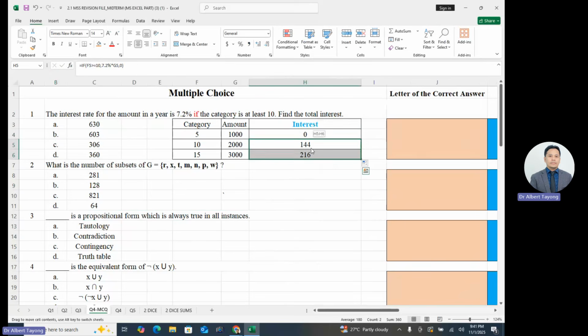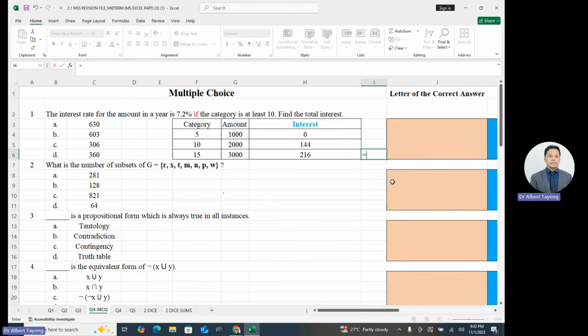So these are the values. As you can see here, 5 does not meet the condition because it's at least 10, so it's 0. 10 meets the condition, so there is an interest there, and 15 as well. So equals sum, because we have to get the total. Highlight the values. That's 360, so the answer is 360 there. Answer is D.